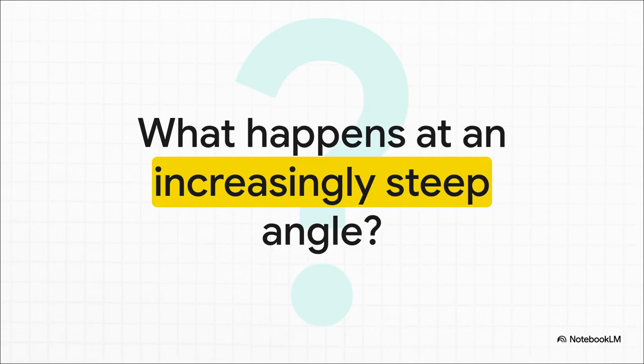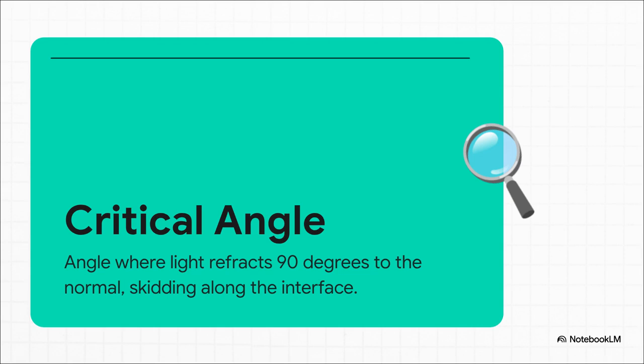Think about what Snell's law predicts. As that incident angle gets steeper, the angle of transmission gets closer and closer to 90 degrees. And eventually you hit this magic threshold called the critical angle.